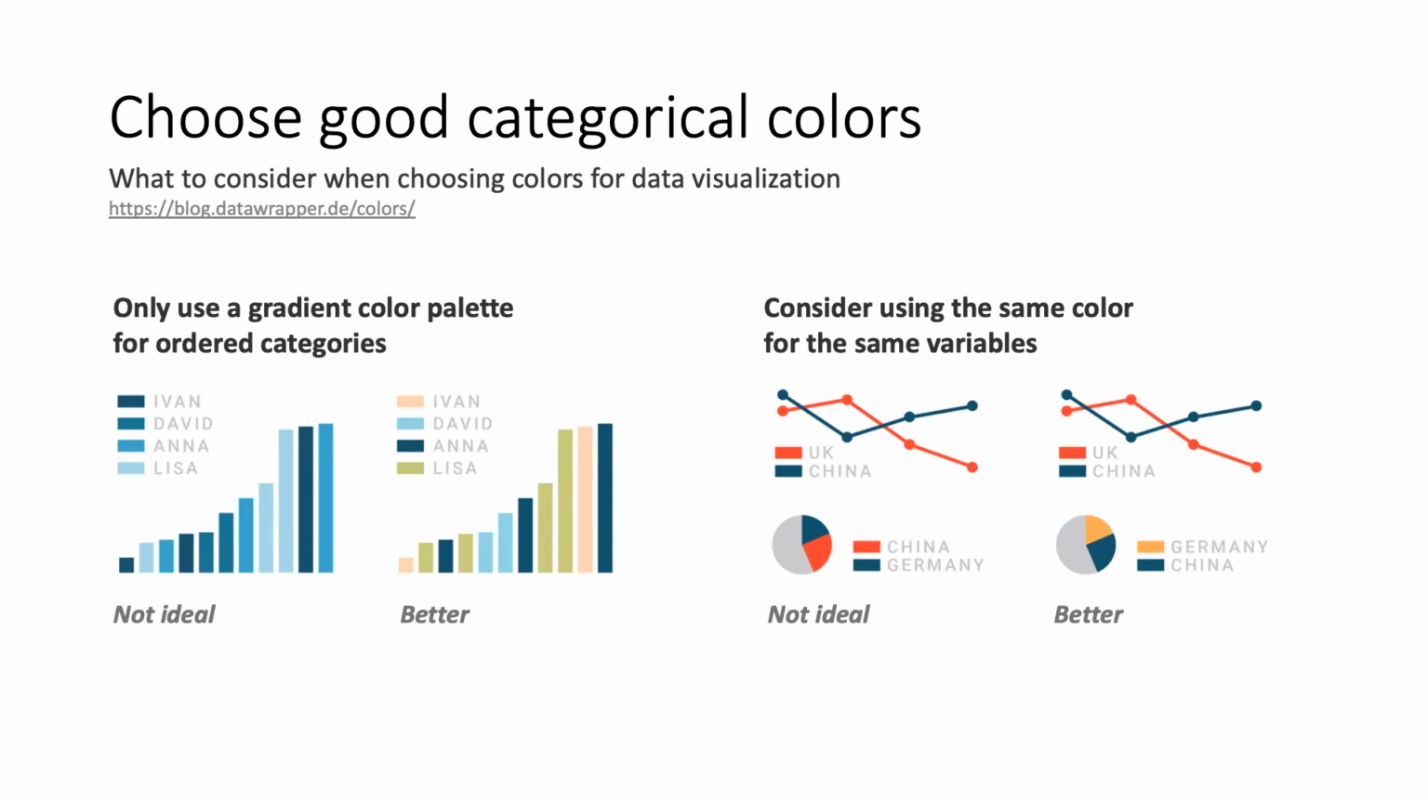Okay? So on the right, red is UK, blue is China. Underneath, blue is still China, but orange is Germany. It's just a little bit easier. And basically, all the stuff I'm telling you today is just little changes, but they can add up to a big difference if you make a bunch of little changes.